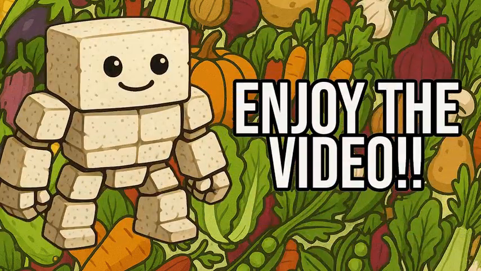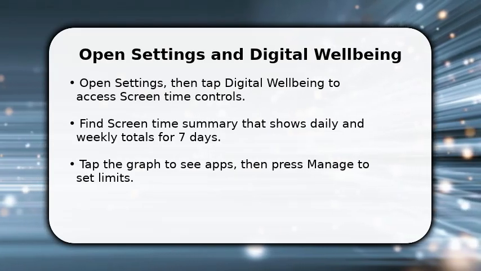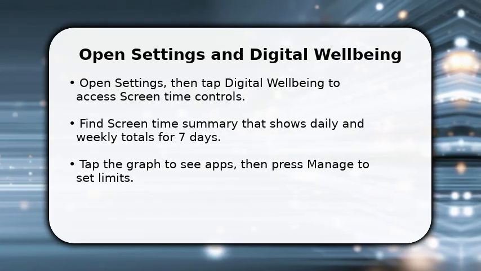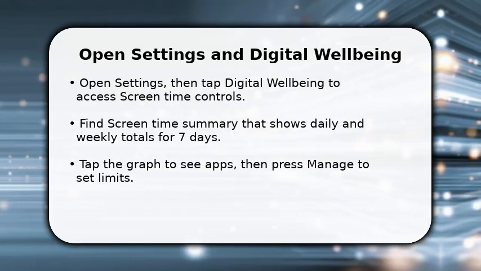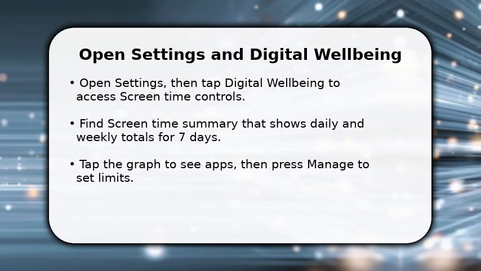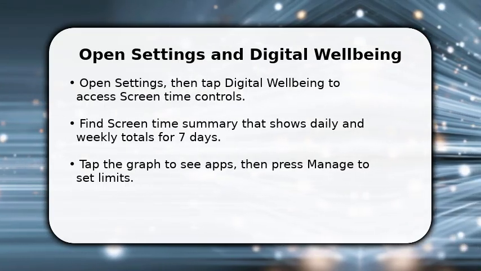Please enjoy the video. Open Settings on your phone to begin setting screen time. Scroll down and tap Digital Wellbeing and Parental Controls to open the dashboard. You will see a screen time summary with daily and weekly totals for the last 7 days. Tap the chart to view app usage details and notifications count.